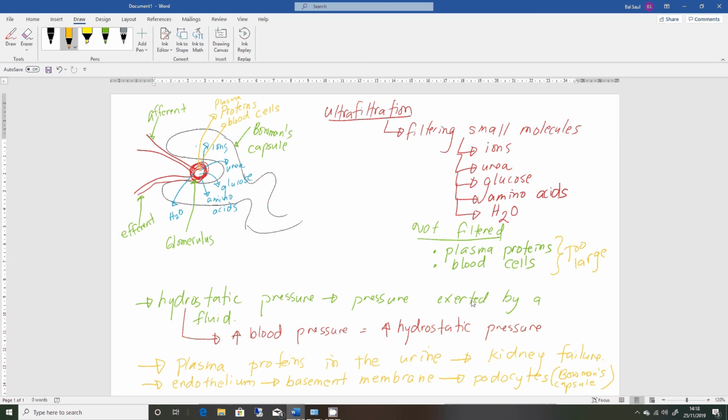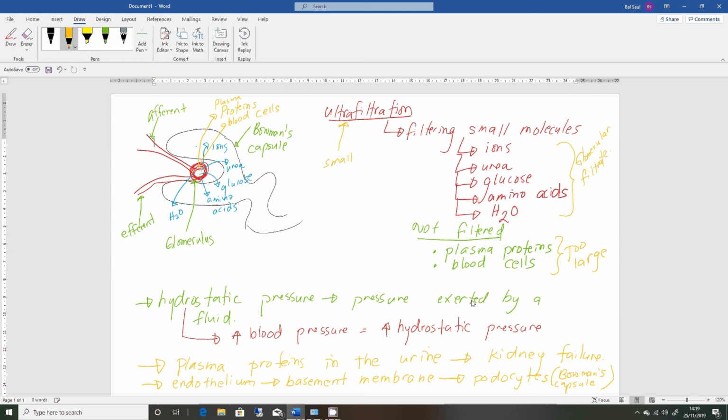I've just covered ultrafiltration, so we will have a recap of this when I come back next week. But as far as this topic is concerned, you just need to talk about what ultrafiltration is. When we say ultra, we mean small. And what are we filtering? We're filtering these. And this basically will form the glomerular filtrate.